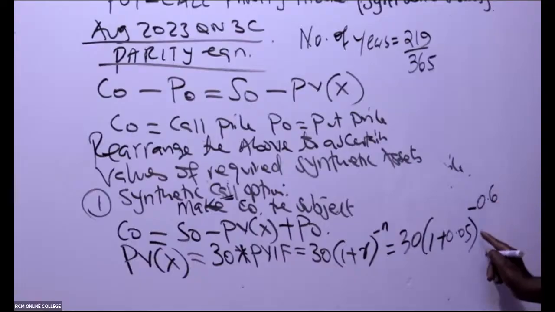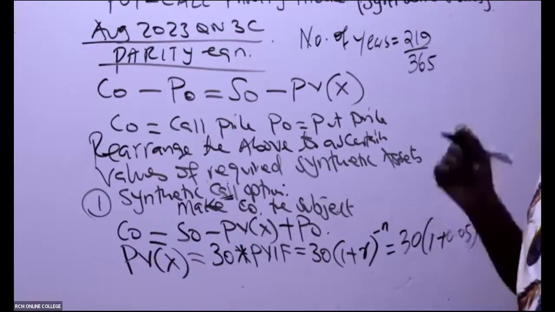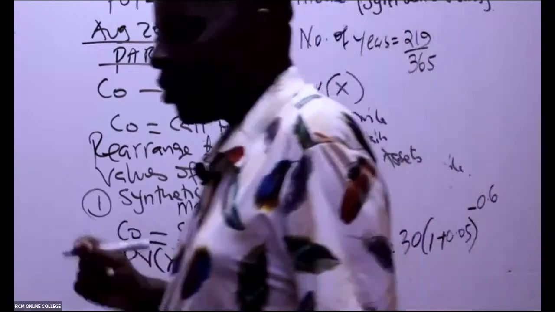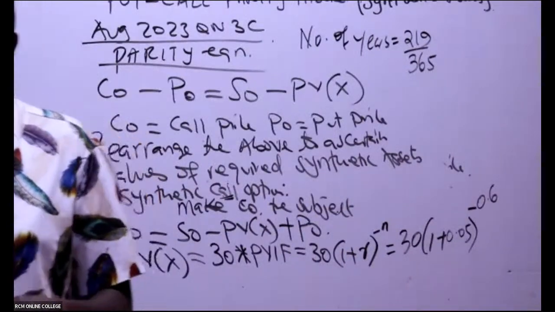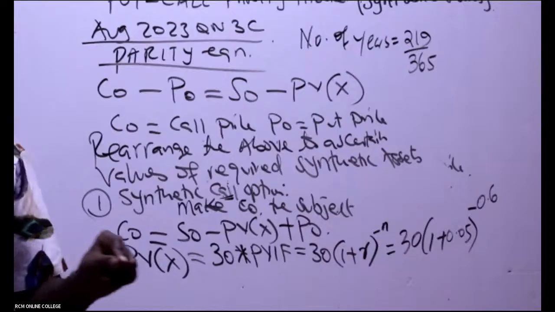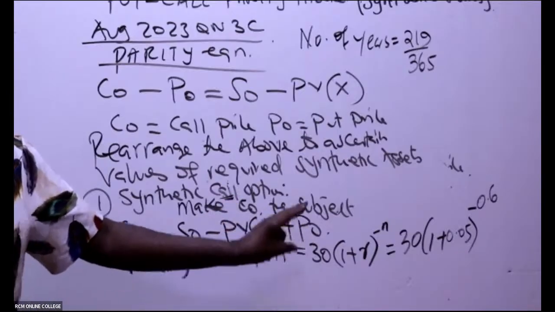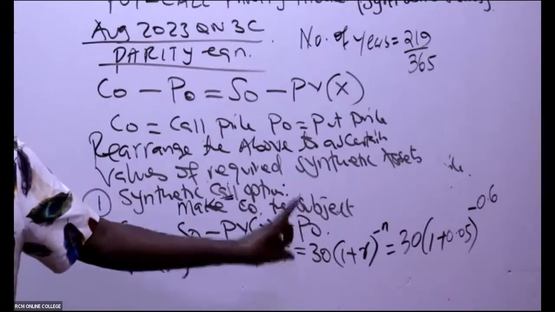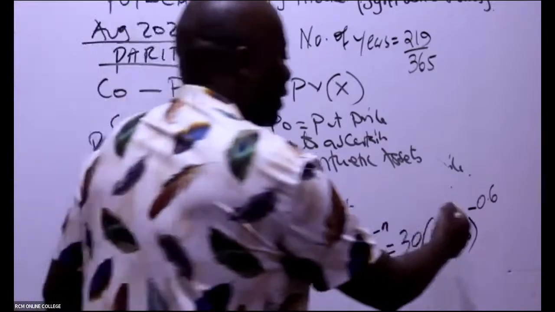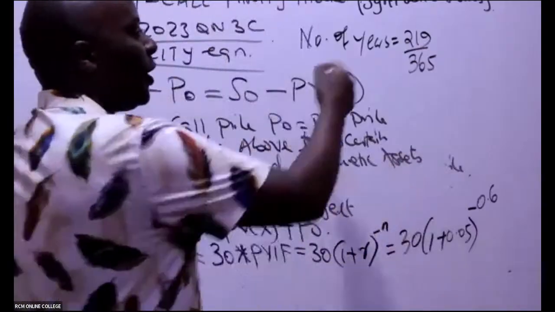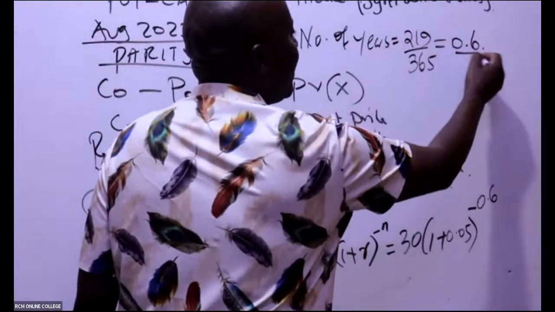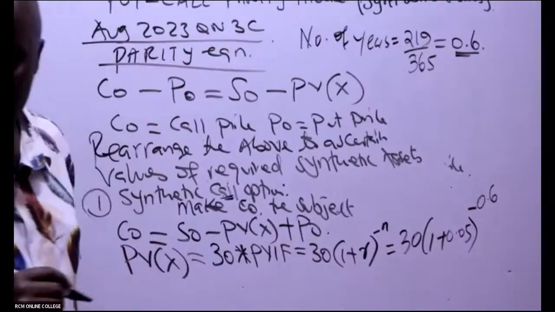So is there somebody who can give me this PV of the exercise price? Everybody must ensure that they are able to raise. You say 30 times, in brackets, 1 plus 0.05, close, and then you say raised to. You'll be able to see the raised to like that. So in this case, they are telling me that you have 0.6 years to expiration.